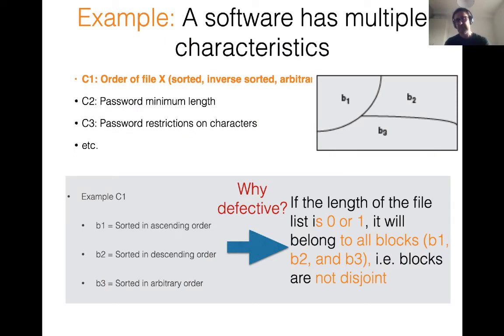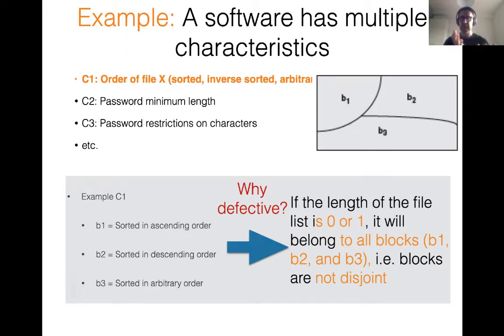Of course, in practice, a software has multiple characteristics, and they will not be disjoint. They will create more complex and partly overlapping classes. And each characteristic or property creates a different sort of partitioning in a sense. Here, for example, we have one characteristic: the order of a file that the software takes as input can be sorted, in inverse order, or random, basically arbitrary order.